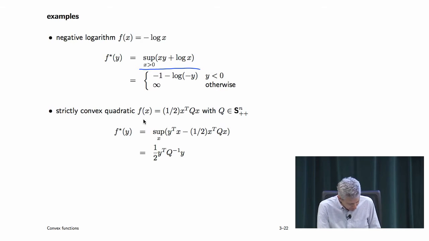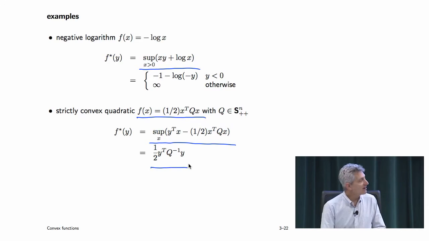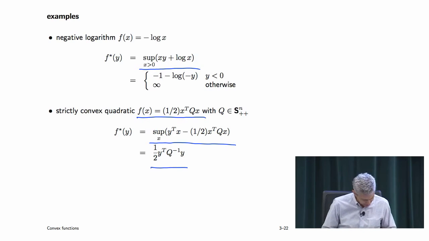Here's an interesting one. Take a convex quadratic, so that's 1/2 x transpose Qx, and then you calculate the supremum of this. Well, this is easy to do. You just set the gradient equal to 0 because everything's got the right curvature. And it turns out the answer is this. So the conjugate of a quadratic form is the quadratic form with the inverse matrix, right? And we'll see there's lots of interesting things going on here.